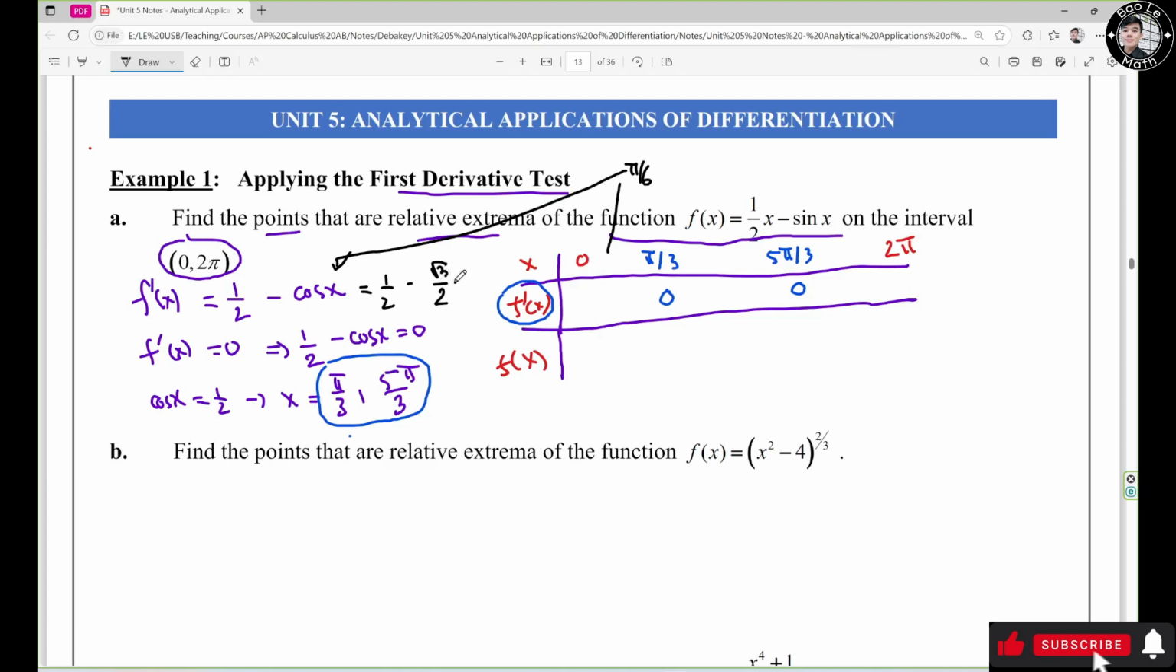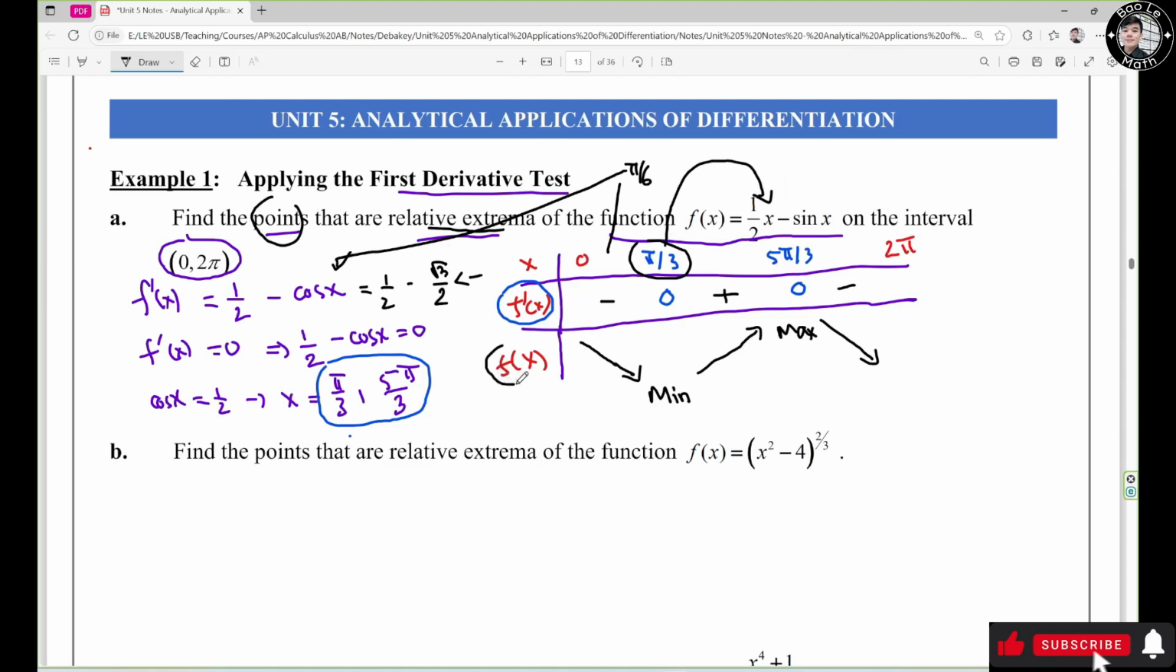So observe that this is negative. Then this interval becomes negative, and you keep changing the sign. This one positive and this one negative. And the function is decreasing within this interval, increasing within this interval, and decreasing within this interval. And right here you have the relative minimum and you have the relative maximum here. In order to find the points that are relative extrema, you need to substitute pi over 3 for x back into the original function right here.